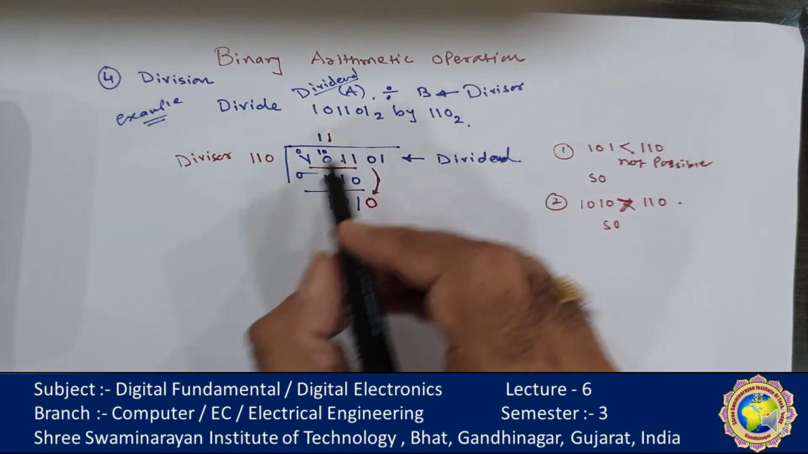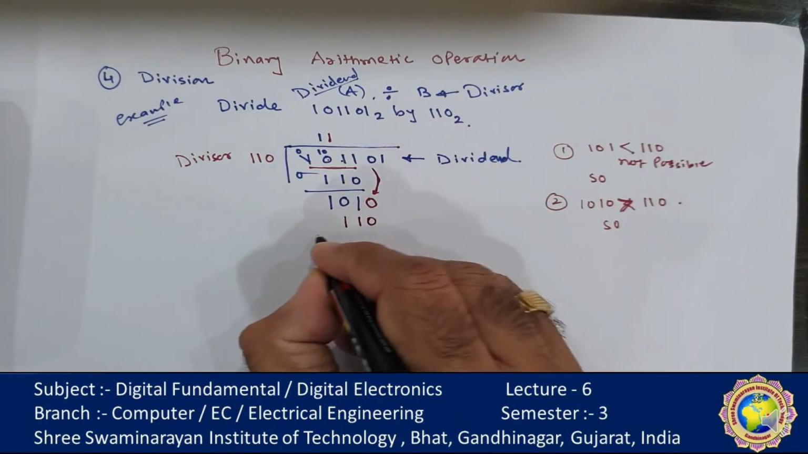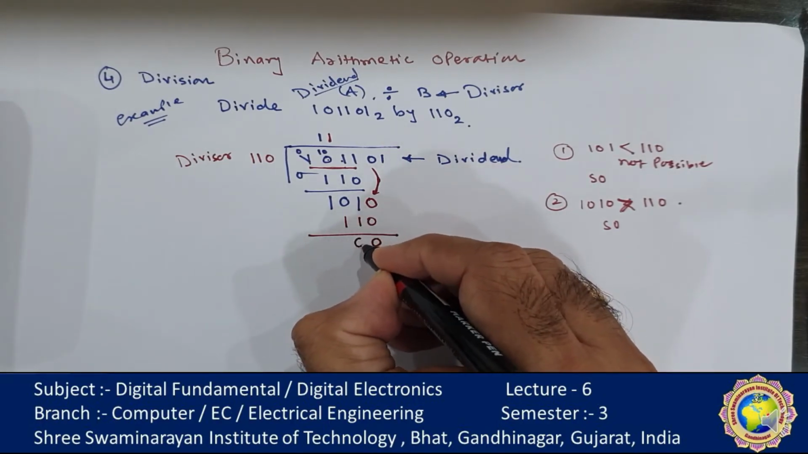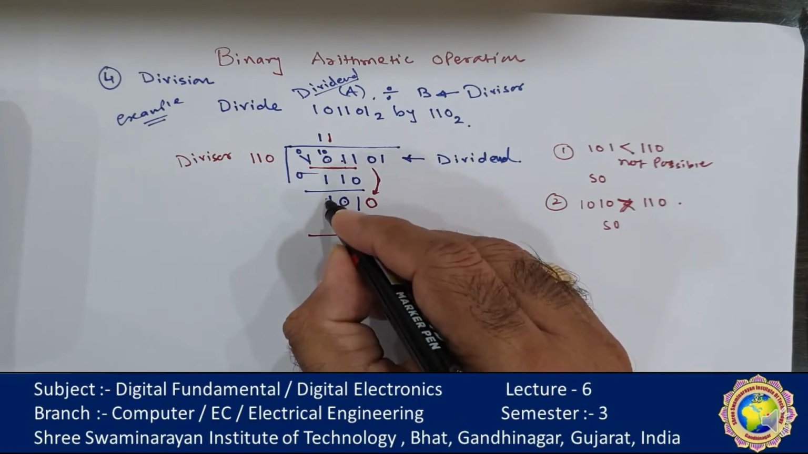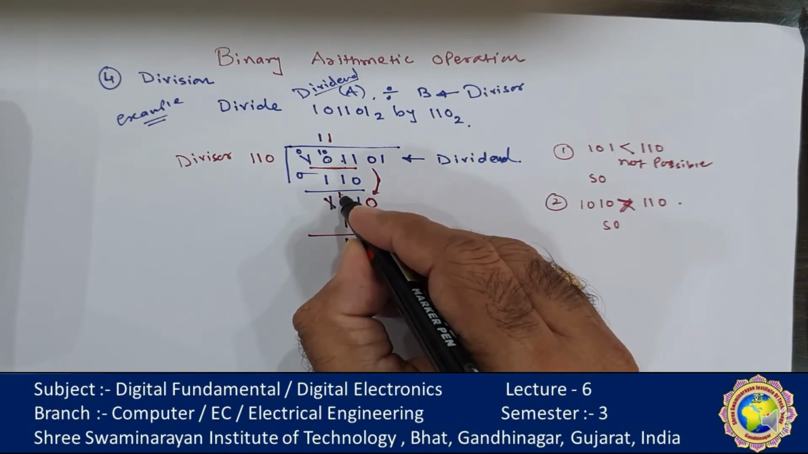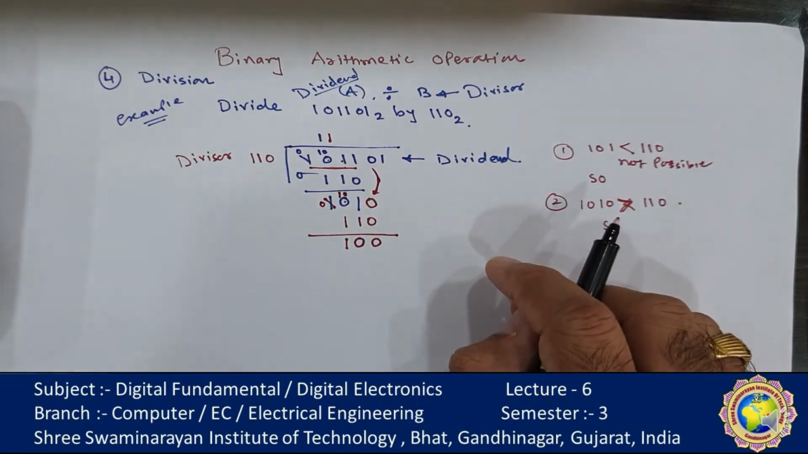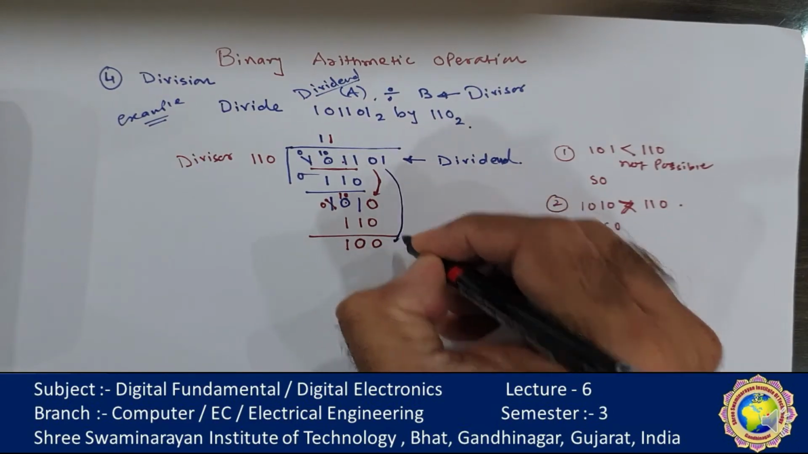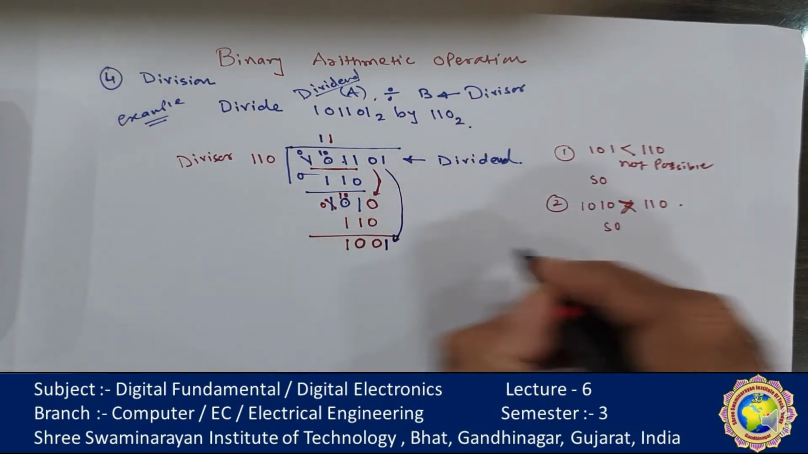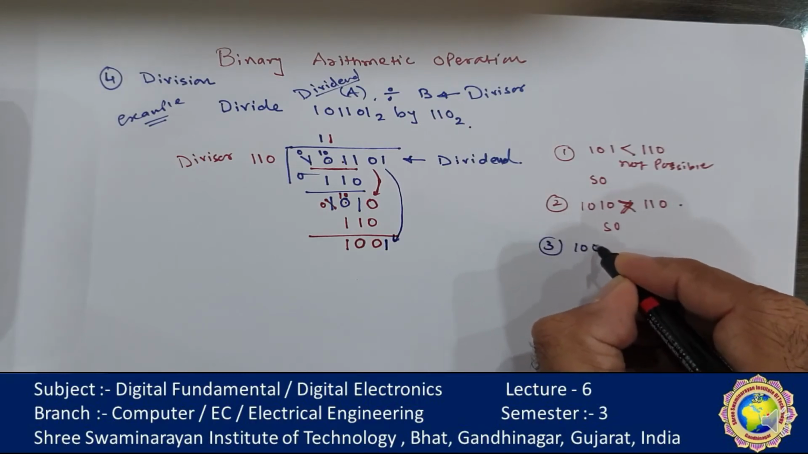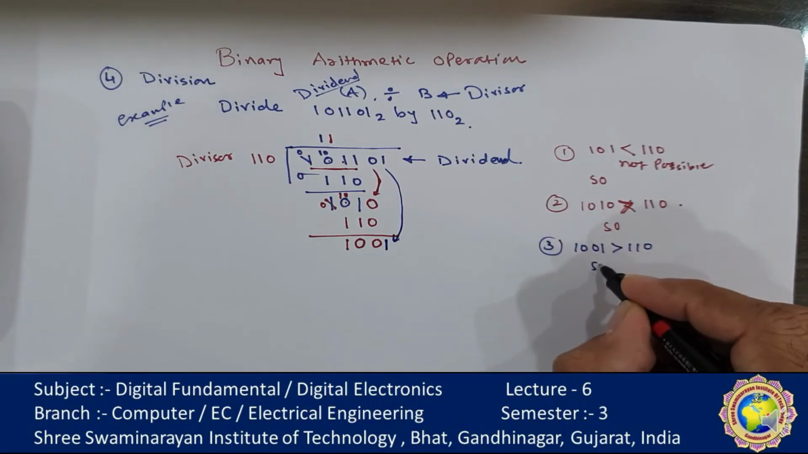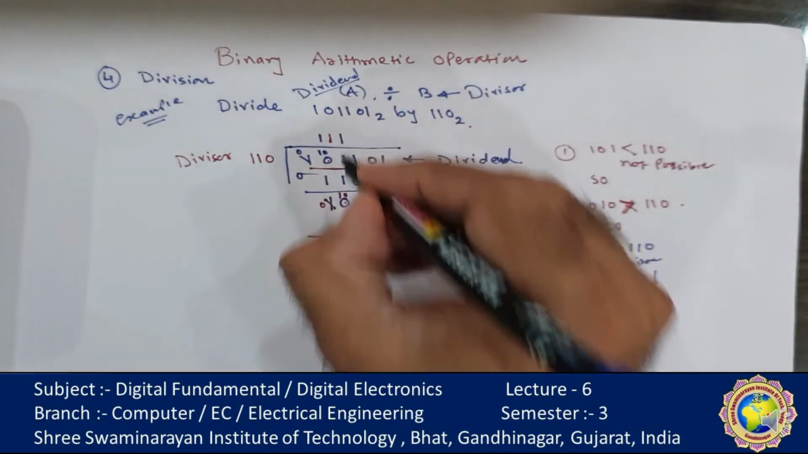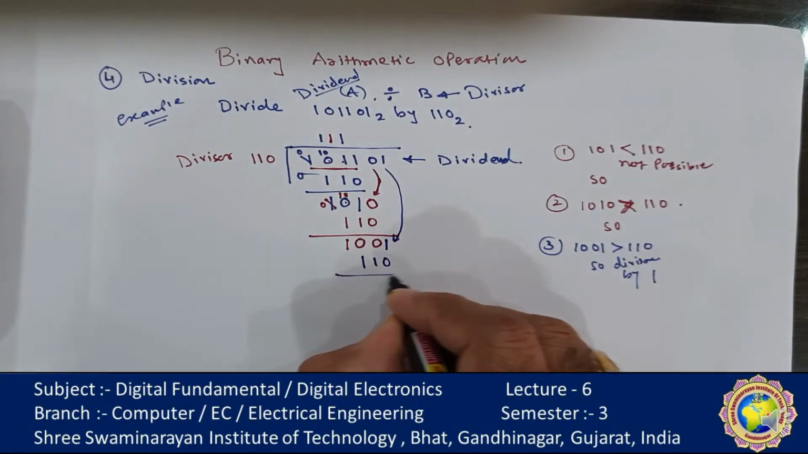Okay, so 1 1 0 again, 0 minus 0, 0, 1 minus 1, 0, 0 minus 1, difference is 1 and the borrow is taken, so this will convert into 0. Now what happens next is we have to take again 1 here, so it will become 4 digits. So 1 0 0 1 is again greater than 1 1 0, so it can be divided by 1 1 0.